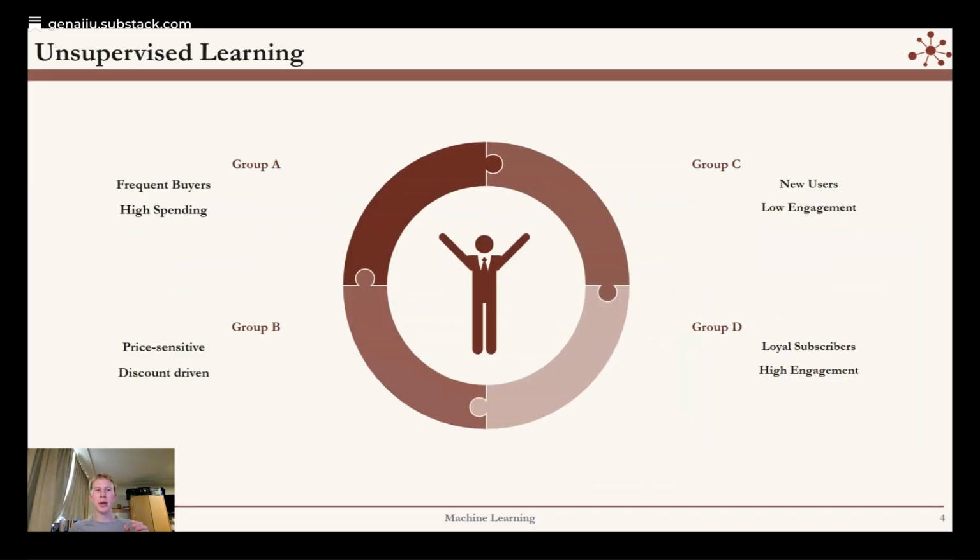So it might start trying to group people into things. It might say, okay, we can see these frequent buyers have high spending, and group B has price sensitive people that really like discounts. Group C might have new users with low engagement, and then group D might have a lot of loyal subscribers with some high engagement. So it starts to find these different categories by itself, but you need a lot of data to do that, so it can pick out the similarities between these pieces of data over time, which is the important thing about the unsupervised.